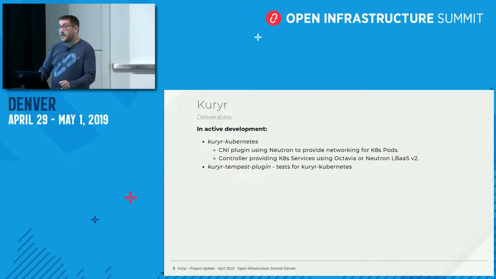The first one is Kuryr-Kubernetes. It's made of 2 components. The first one is a CNI plugin that is using Neutron to provide networking for Kubernetes pods, and also a controller which provides Kubernetes services using Octavia or Neutron LBaaS version 2. This was true until Stein. Here in Stein, we are completely removing any support for LBaaS version 2. So going forward, you will have to use Octavia if you want to use Kubernetes services directly.